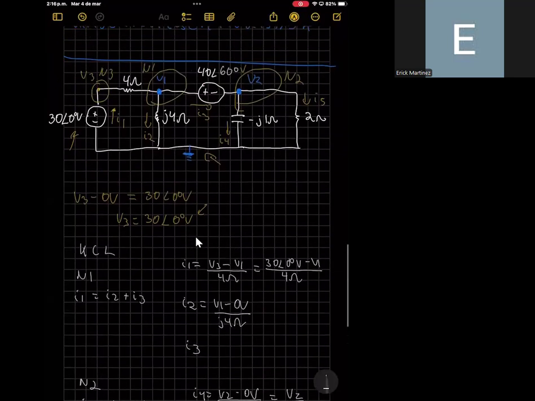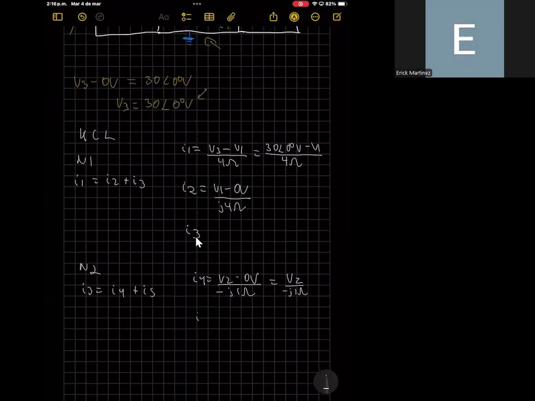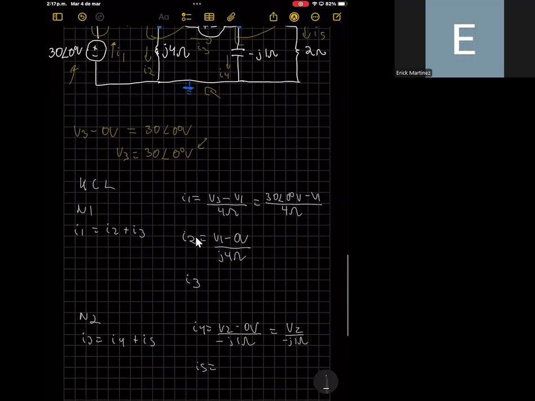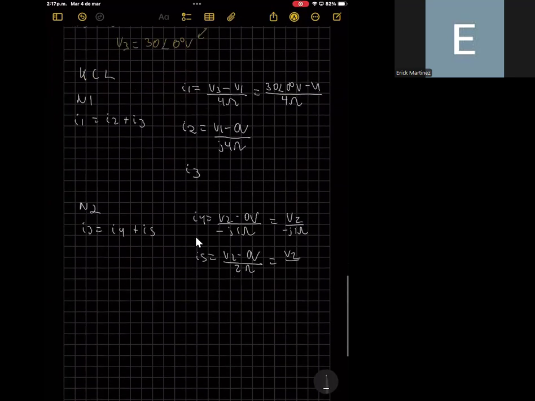And we have here I5. So I5 should be equal to the difference in voltage between node number 2 and the reference voltage, that is V2 minus 0 volts, divided by 2 ohms. So I5 is equal to V2 divided by 2 ohms. Okay.